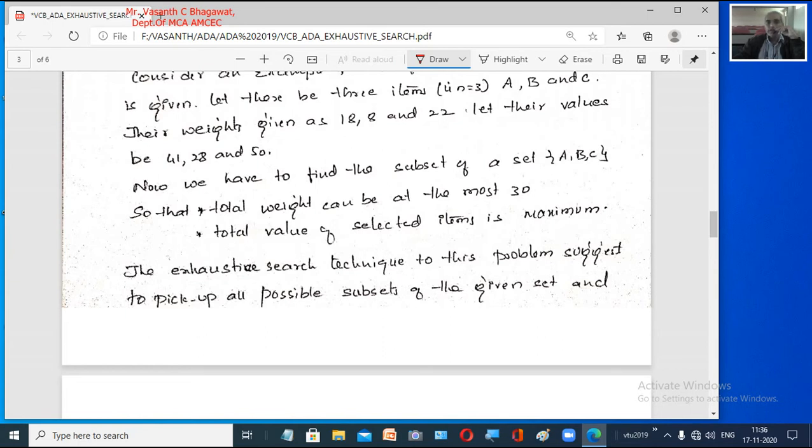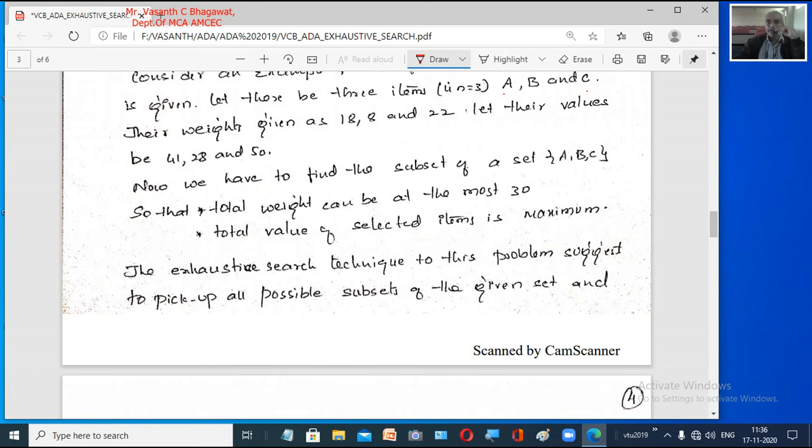Now items are denoted as A, B and C. We have 3 items given for us, A, B and C, and their weights are also given. So for A, what is the weight? For B, what is the weight? And for C, what is the weight?